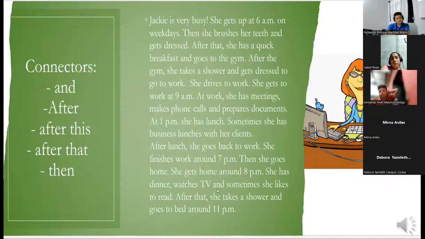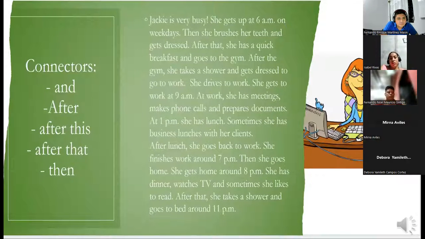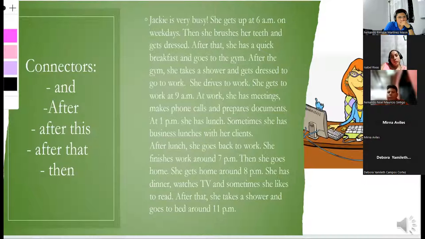Ubiquemos los connectors aquí. Vamos a tratar de highlight. A ver si puedo hacer eso acá. Vamos a ver. El primero, ¿dónde creen que está? On. Sure. On es una preposition. La vamos a poner como preposition. Vamos a poner otro colorcito ahí para que medio se vea bien, ¿verdad? Híjole, no me deja.